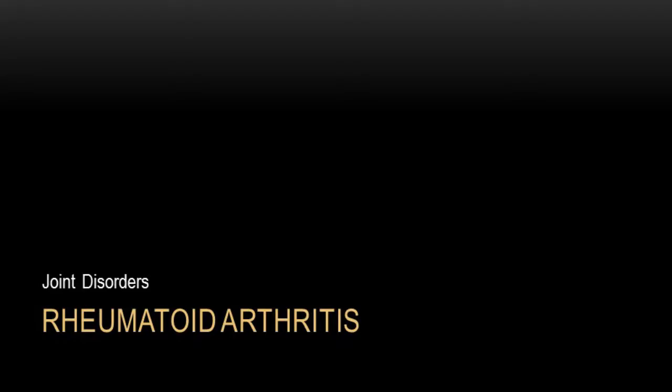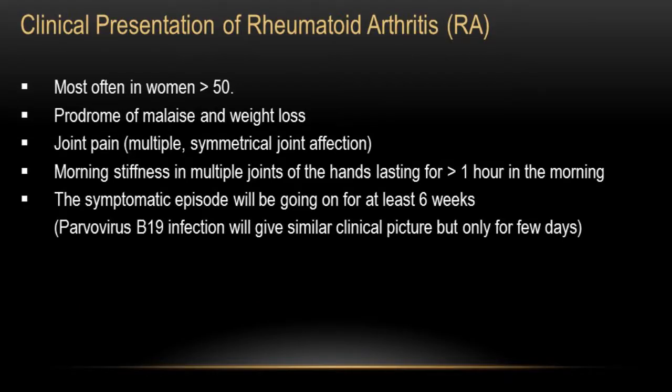Systemic autoimmune inflammatory disorder. You have joint manifestations and you have general manifestations. The clinical presentation of rheumatoid arthritis, RA, is most often in women, usually in the 50s. It starts with a prodrome of malaise and weight loss, and then joint pain is going to follow. Whenever you get the joint pain, it's going to be multiple symmetrical joint affection.